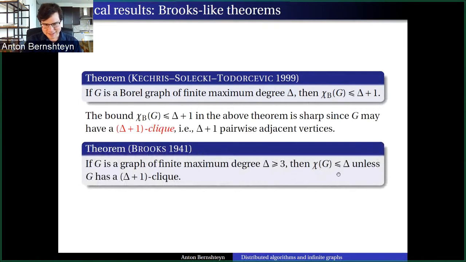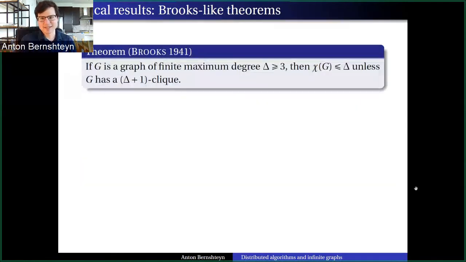This is the theorem of Brooks. If G is a graph of maximum degree delta at least 3, then its chromatic number, the ordinary chromatic number, is at most delta unless it contains the delta plus 1 clique. So as long as this obvious obstruction isn't there, delta colors are enough. You don't need a plus 1. So this is Brooks' theorem again. Well, can we have a Borel version of this? Can I insert the word Borel before graph and the little letter b in the subscript to this chi?